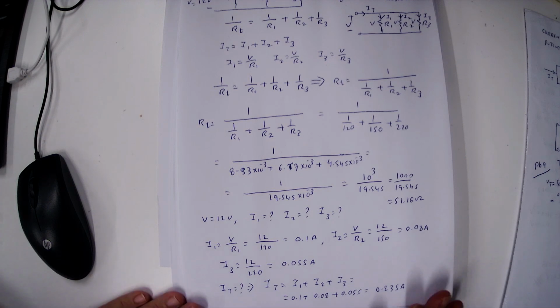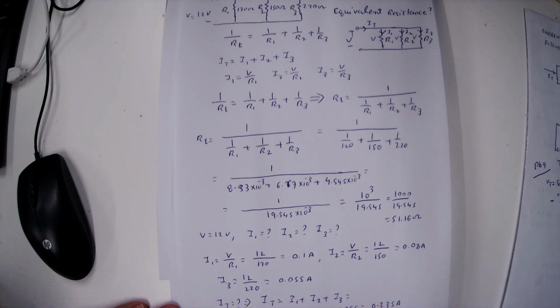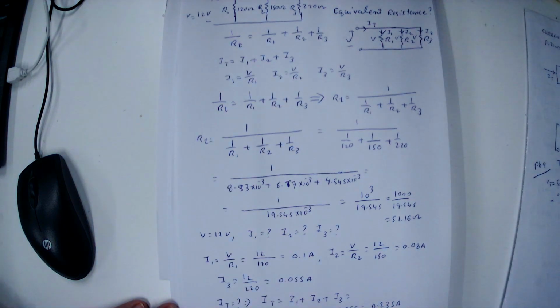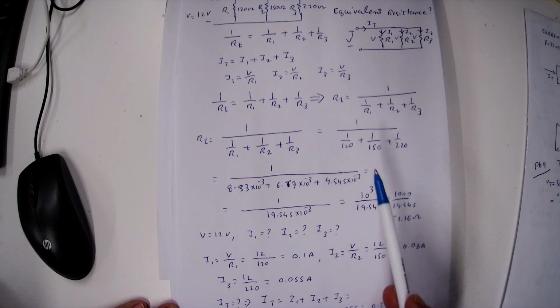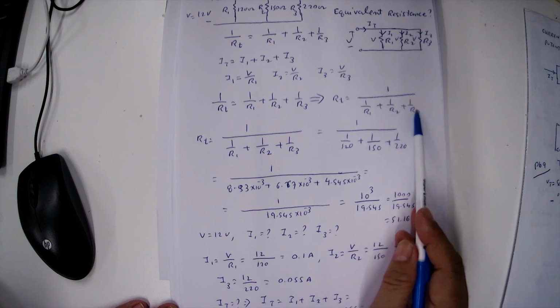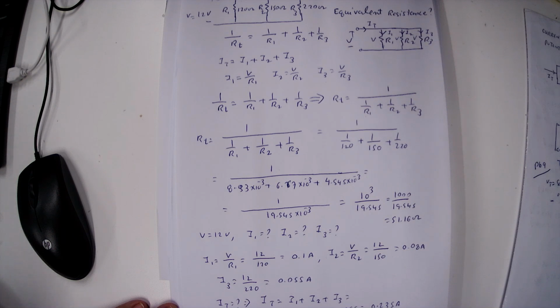Therefore, I summarize this concept. If you connect three resistors in parallel, we can write the equation 1 by RT equals 1 by R1 plus 1 by R2 plus 1 by R3. So RT equals 1 divided by (1 by R1 plus 1 by R2 plus 1 by R3). This is the first concept.